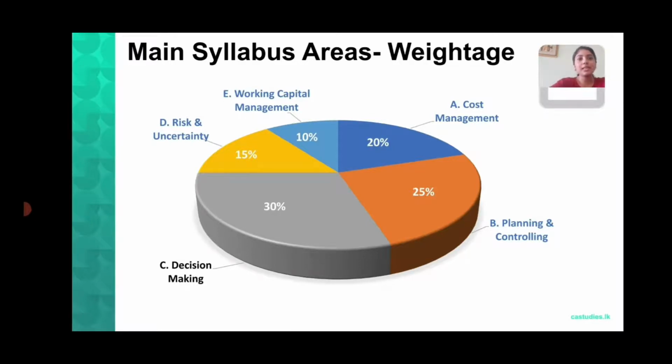Next you have 10%, which is working capital management, which is also very vital, but at this stage you would be required to only know like 10%. That 10% doesn't mean you need to know little, but it means your testing probability in that area is only up to 10%. That's what they mean. Alright. Next, let's look at what chapters are under each section.